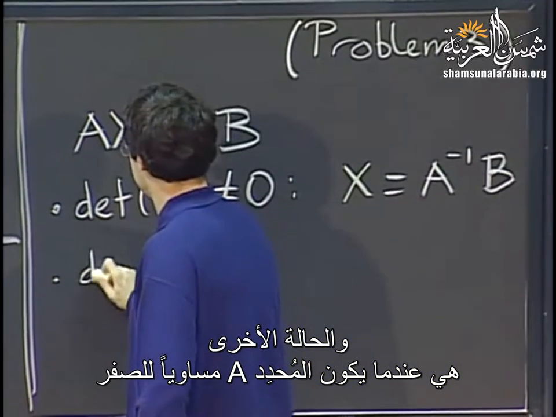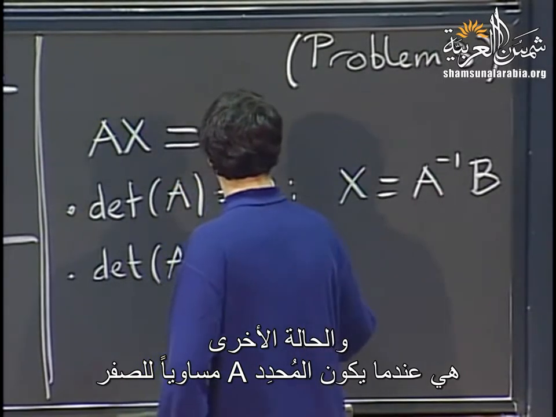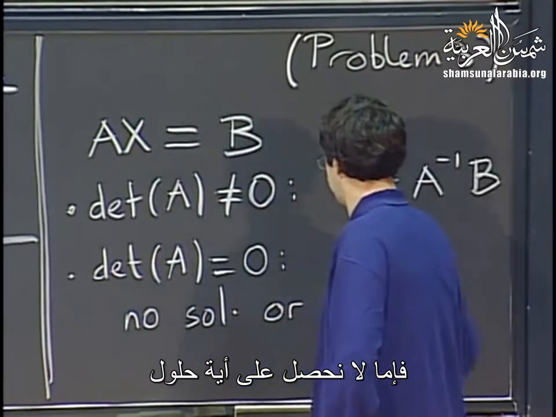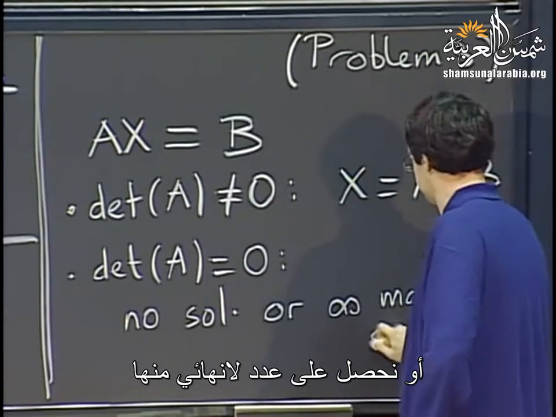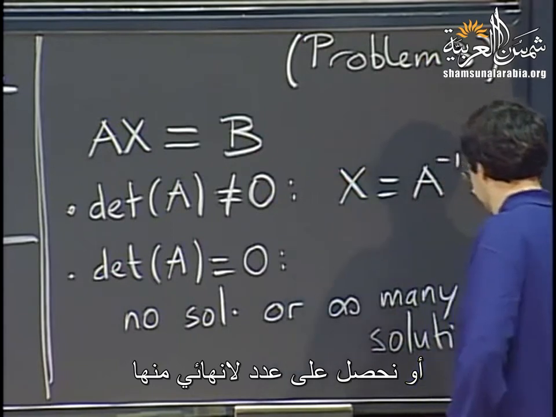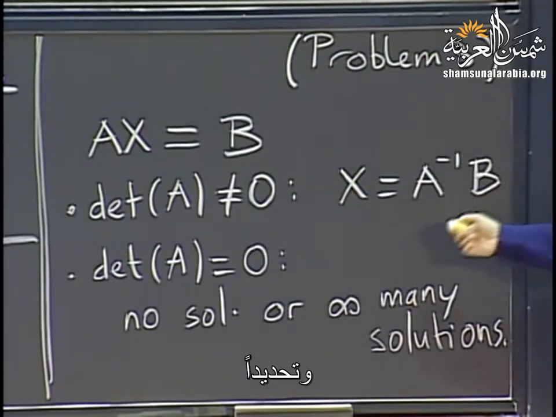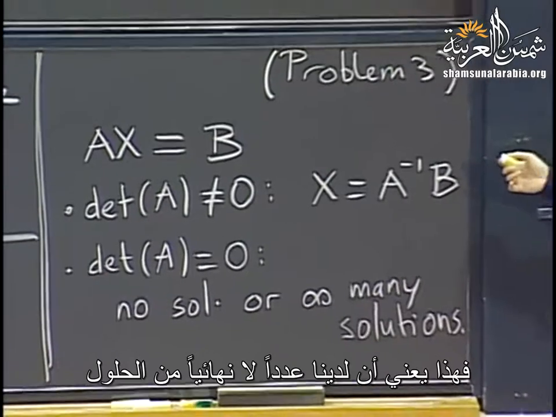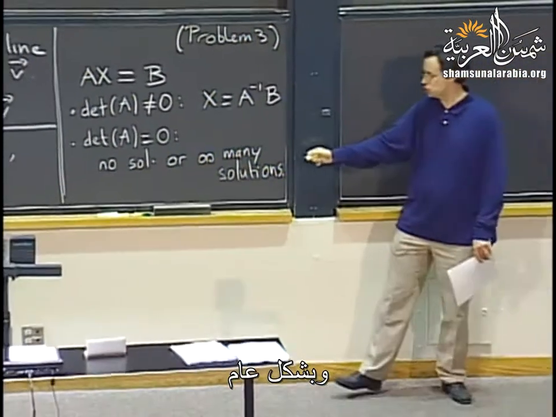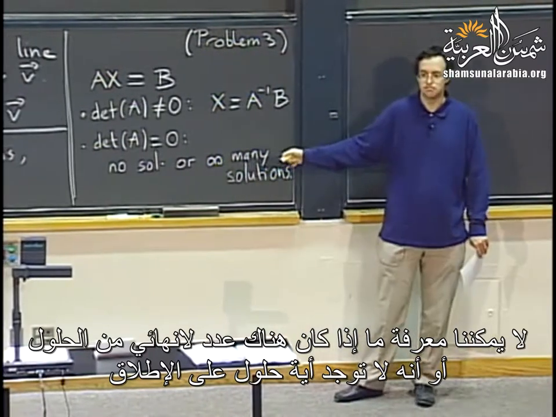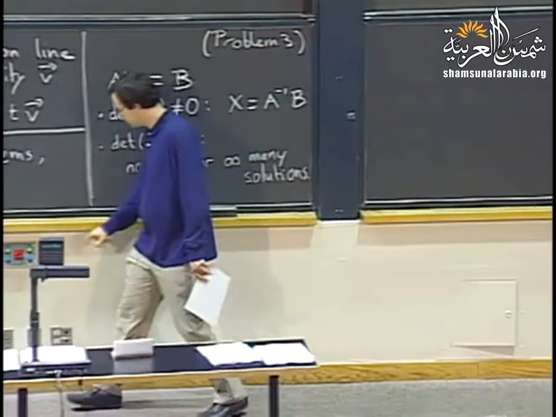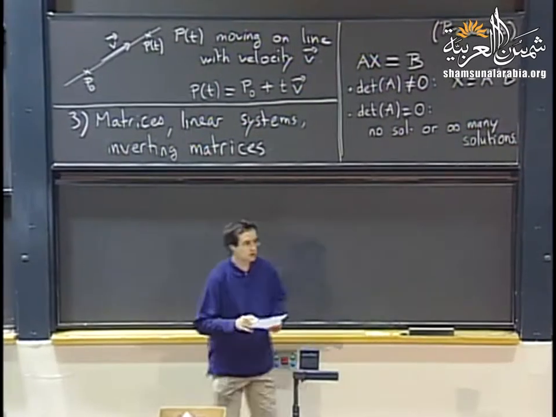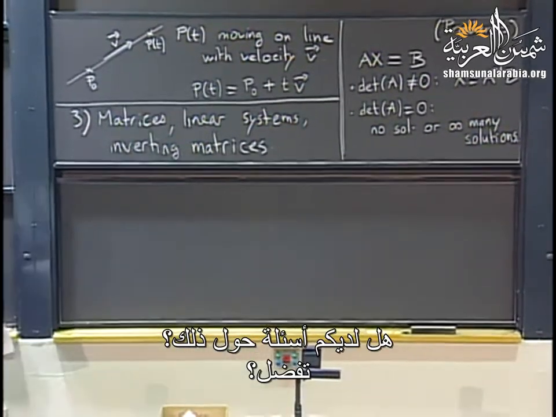And the other case is when the determinant of A is zero, and then there's either no solution or there's infinitely many solutions. In particular, if you know that there's a solution, for example, if B is zero, there's always an obvious solution, X equals zero, then you will actually have infinitely many. In general, we don't really know how to tell whether it's no solution or infinitely many. Okay. Questions about that?